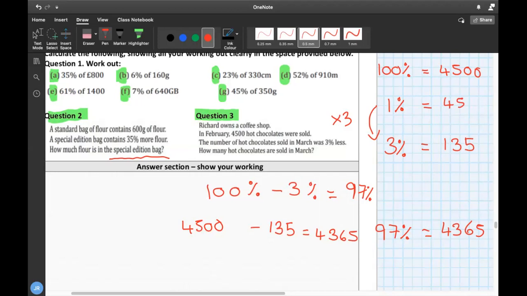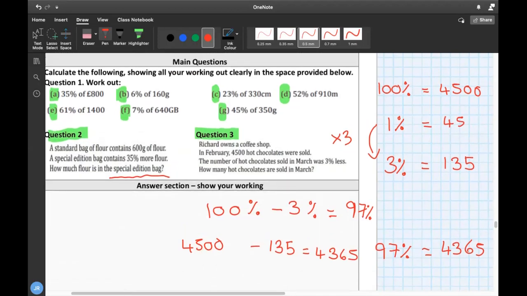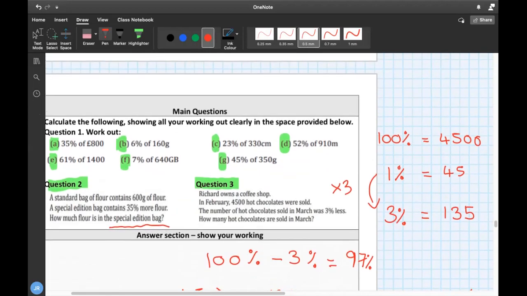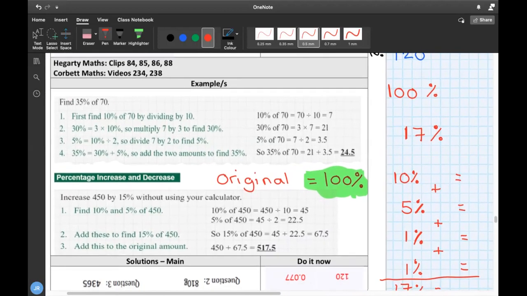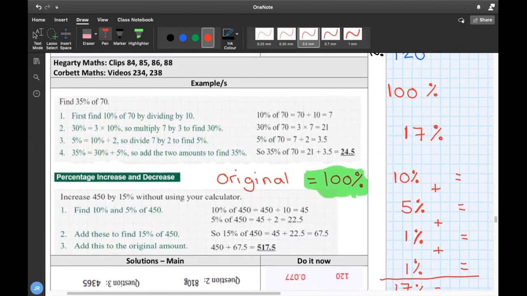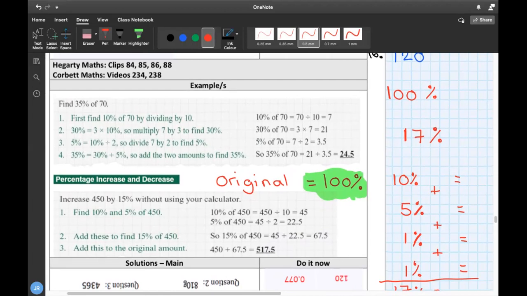Okay, so this lesson we were doing percentage of an amount and using that to increase and decrease amounts by percentages. There are lots of different Hegarty tasks on this, 84, 85, 86 and 88. The last few tasks will be working on your percentage increases and decreases.